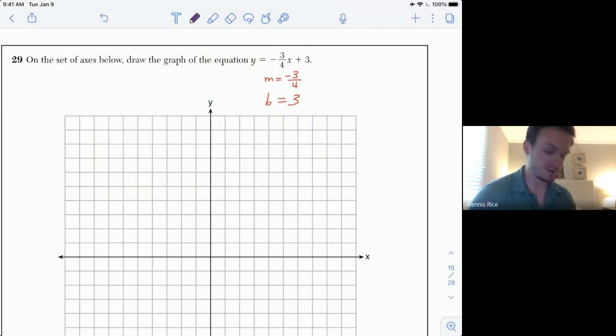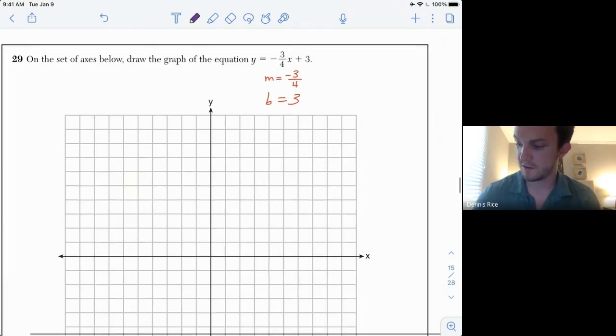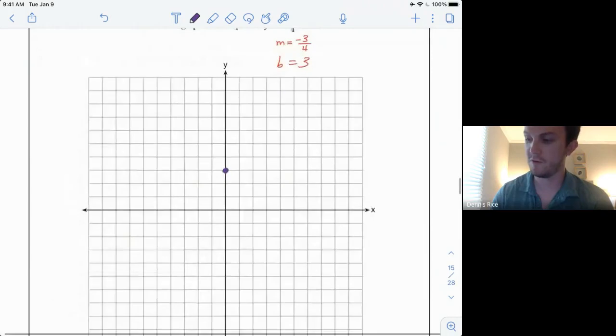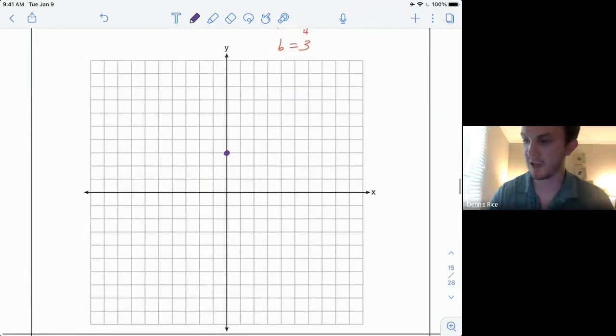Where's the first point we're going to do? You could also use your calculator and make a table, worst case. You begin at 3. Yes, you use a calculator on the Regents. Scary that we're asking that in June. We begin at 3 on the y-axis. And how are we going to move? We're going to go down 3 over 4. Technically speaking, 2 points is all you need.